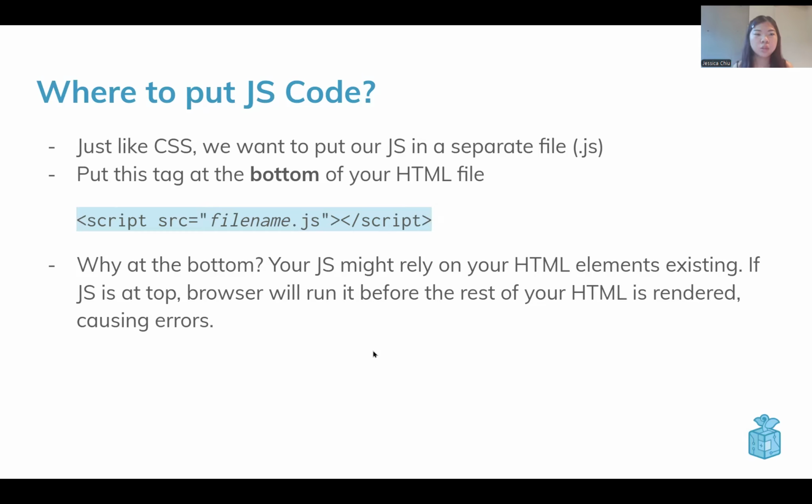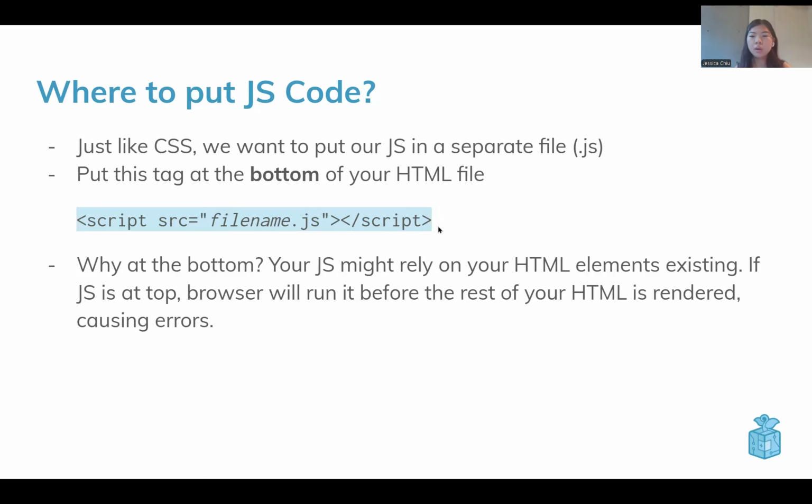JS allows the website to be dynamic. Okay. So, where do we put the JS code? Well, like the CSS file, we put our JS file in a separate one. So we do the name.js. And to integrate it into the HTML, we put this script tag right here at the bottom of our HTML file.